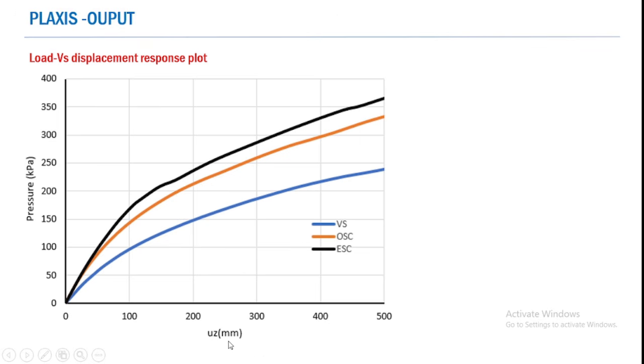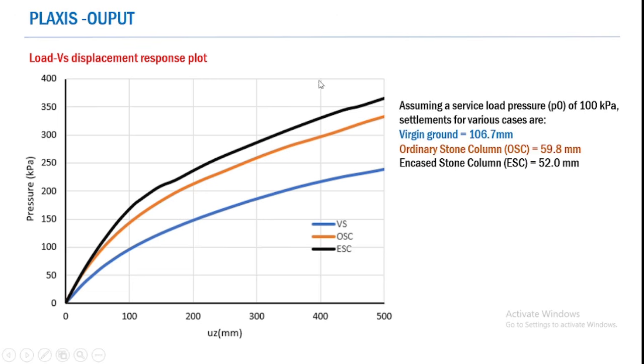Please note down the response quantities. Along the x-axis, as usual, we have the deformation or the settlement. Maximum is 500 mm, that's the imposed displacement. Along the y-axis, we have the so-called pressure, that is in kPa. Now here, if we assume a surface load pressure of 100 kPa, we can read from these plots the corresponding settlements.